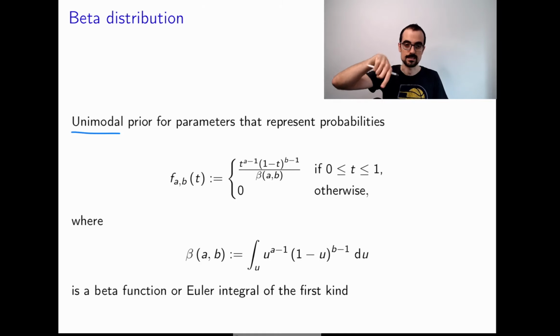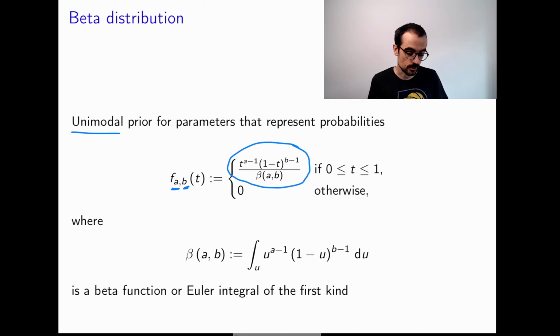It means that it has a single peak, and that peak depends on two parameters, A and B. Just on those two parameters. The form of the distribution is like this. You might realize that if we set A to 1 and B to 1, we just get a uniform distribution. We're going to see that in a moment. It's not super quick to see, but it happens.